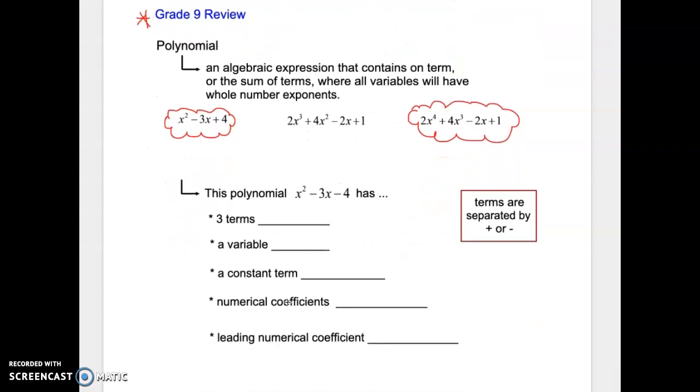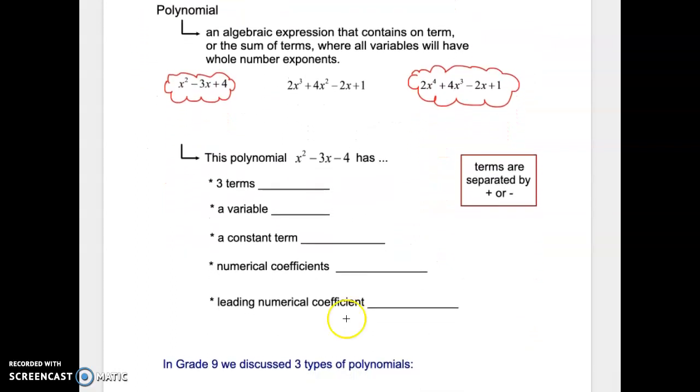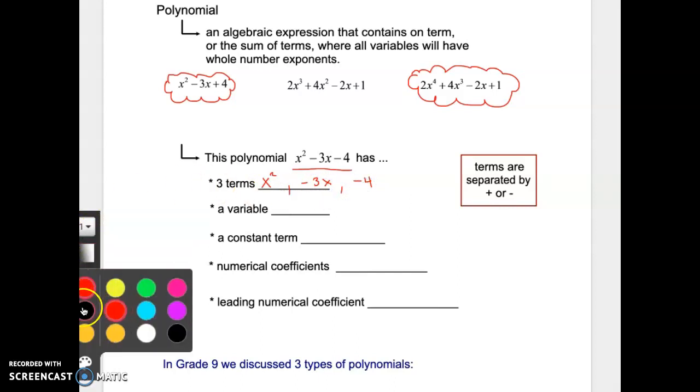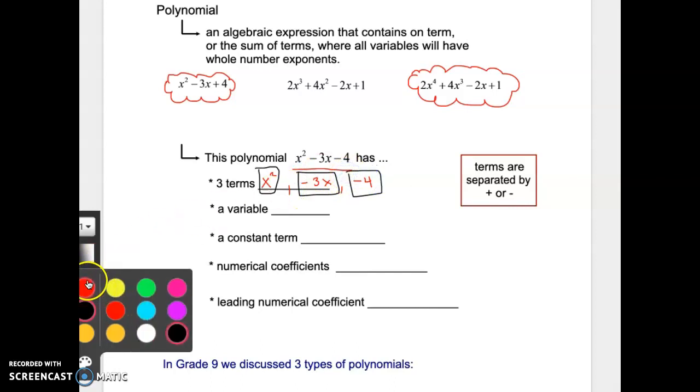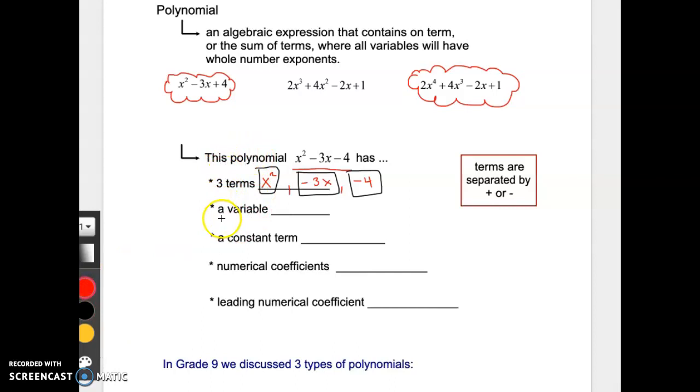So when we look at the example here, this polynomial x squared minus 3x minus 4, we can say that it has three terms, and those terms are x squared, negative 3x, and negative 4, okay? So we can see that those are three separate terms. So altogether, this polynomial has three terms. The polynomial also has a variable, and that variable is x.